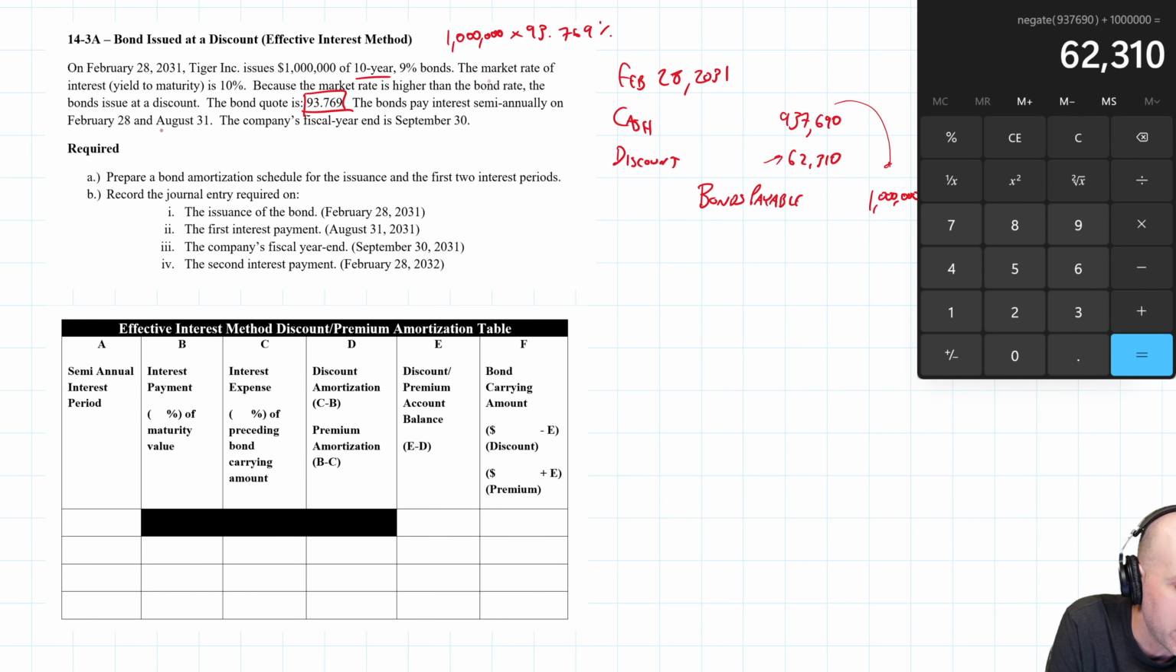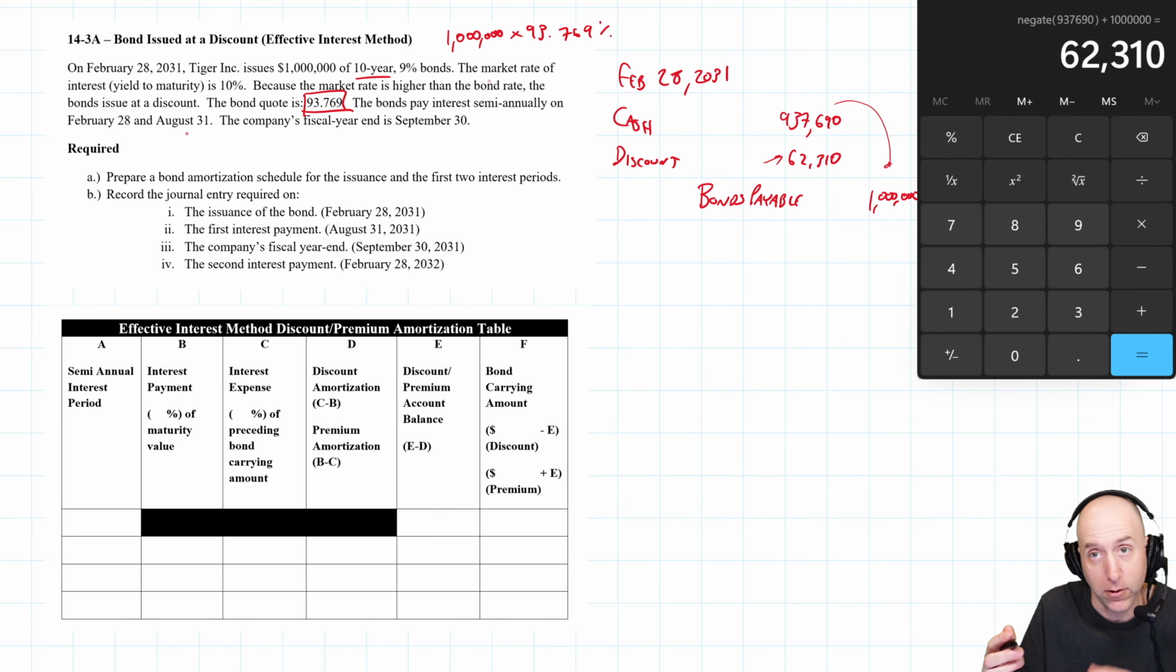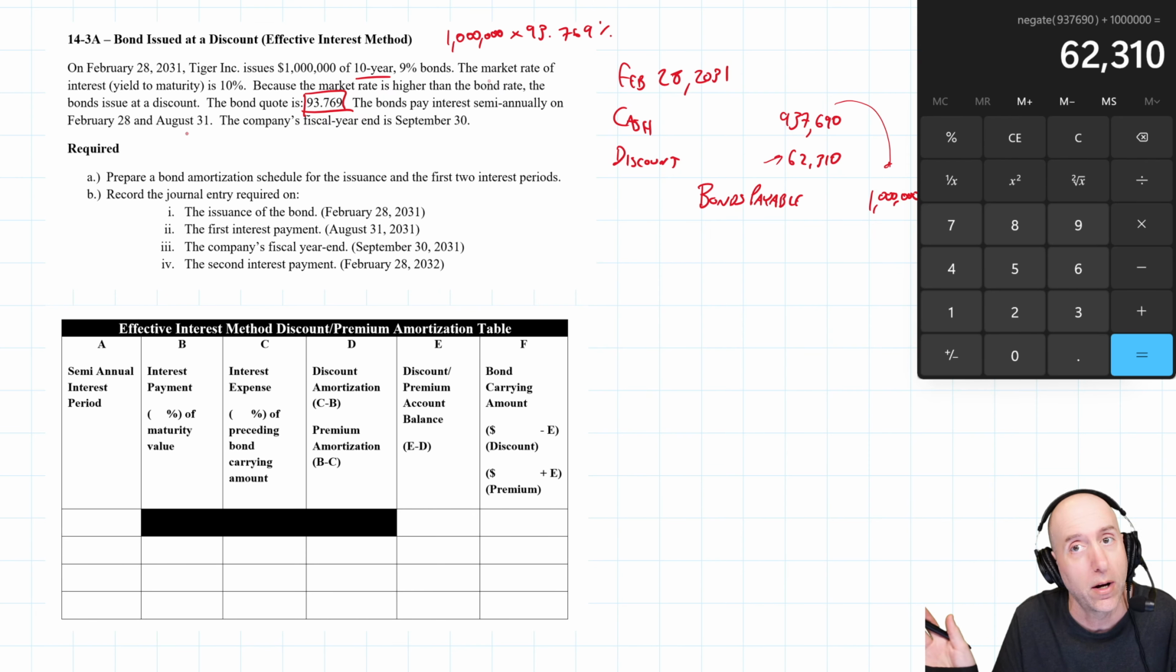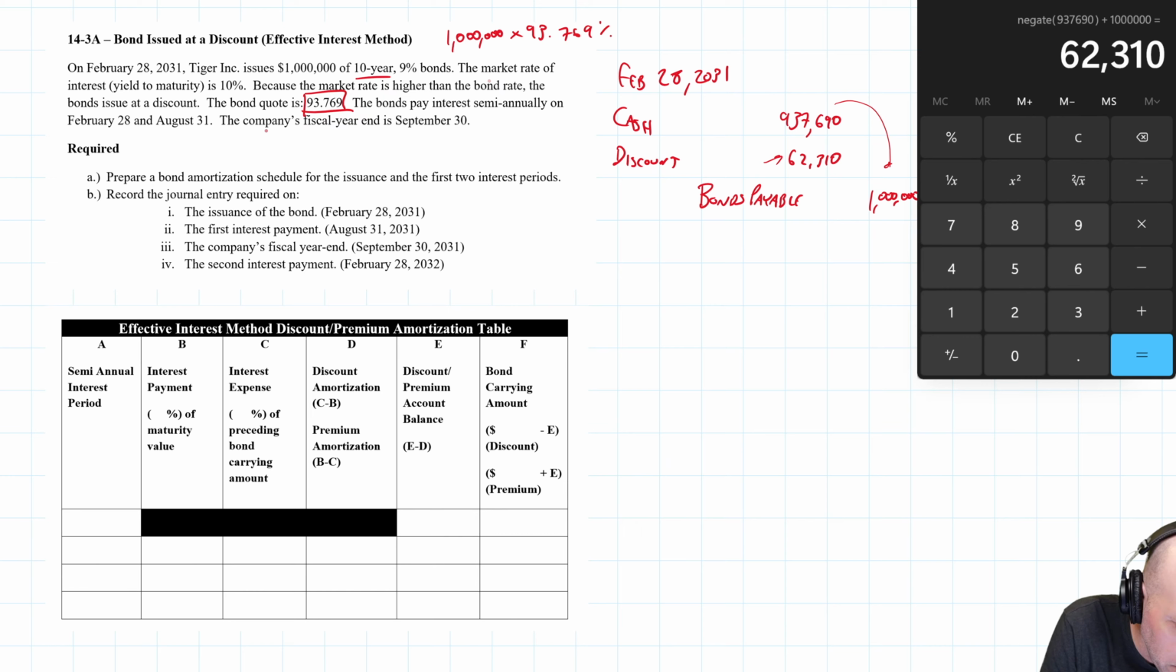The bonds pay interest semi-annually on February 28th and August 31st. In our class, in this chapter, everything's semi-annual. And that means twice a year. The company's fiscal year end is September 30th. Prepare the bond amortization schedule for the issuance and the first two interest periods.